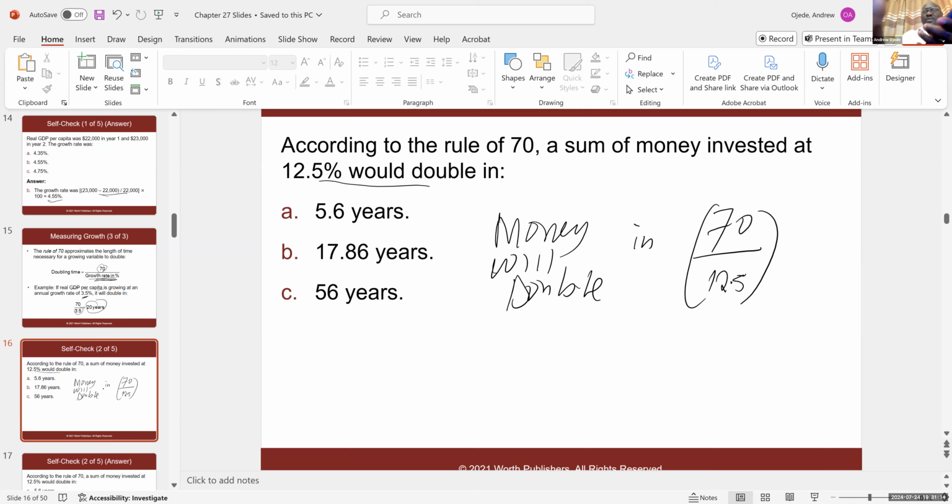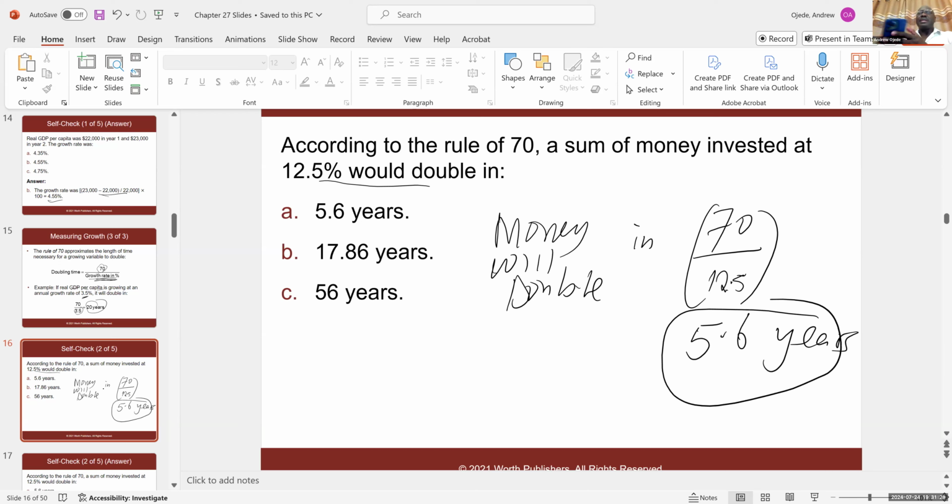Okay. So 70 divided by 12.5. It will take 5.6 years for your money that you have invested to double. If you invested $10,000 and every year you are earning a 12.5% return on your investment, compounded, that means over a period of 5.6 years, your $10,000 will double to $20,000. That's what that means.